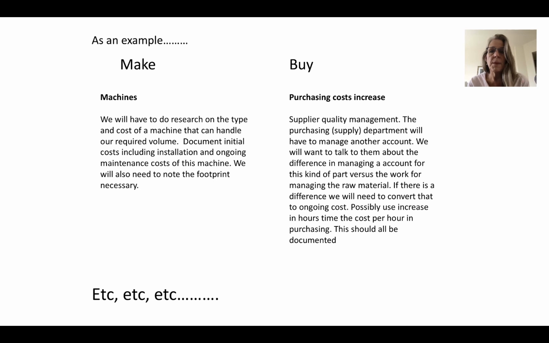If we're going to buy something, we want to think through supplier quality management. The purchasing or supply department might have to manage another account. We want to talk to them about the differences in managing an account for this kind of part versus the work that they manage for raw materials. If there's a difference, we will need to convert that to ongoing cost, so possibly include increase in hours, time in the purchasing department. And this should all be documented. So you can see this is an extensive conversation. This is just two examples of the things we need to think about in the make versus buy decision.